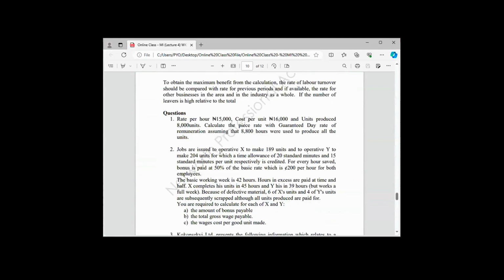Please, I need your 100% attention here. Are you with me? Look at the first question. Rate per hour is 15,000 naira. Cost per unit is 16,000 naira. And unit production is 8,000 units. Calculate piece rate with guaranteed day rate remuneration, assuming 8,800 hours were used to produce all the units. What would you do?